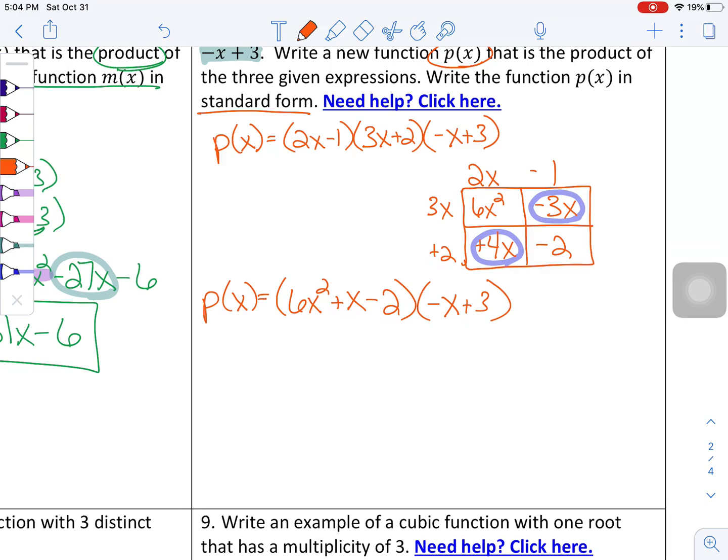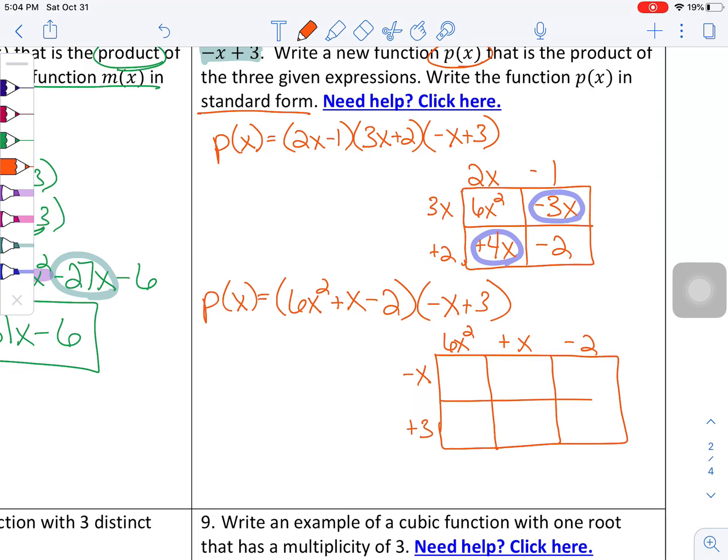So I'm going to go ahead and set up another multiplication box here. All right. And do the same kind of thing. So across the top, I've got 6x squared plus x minus 2. So each one of these is going to be its own little term. So that's 3 terms across the top. And the negative x plus 3 is 2 terms along the edge. So let's multiply this out.